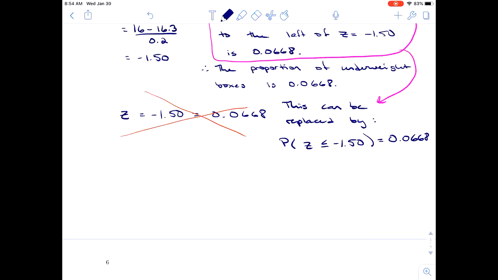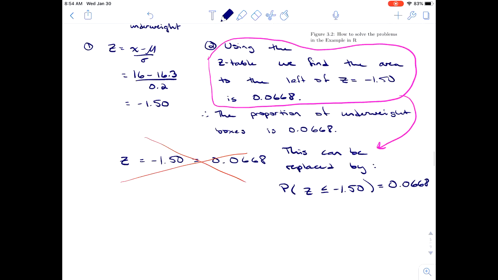But for my examples, I'll use the word version, right? Because it's also explaining what I'm doing. Okay? Using the Z table, we find the area to the left of Z equal to negative 1.5 is 0.0668. Wordy, but gets the job done. So you've got options, this or this. I don't want to see any rogue equal signs. It's not true. Okay. Any questions about that one? No? So let's keep going.